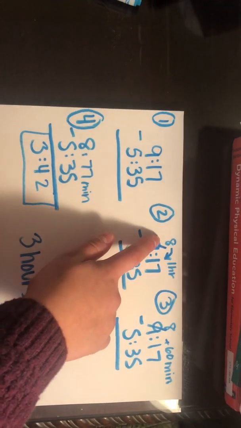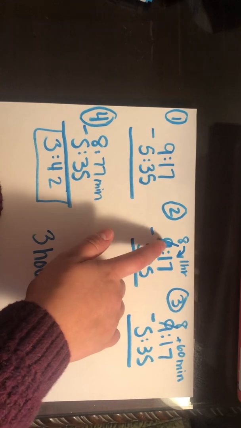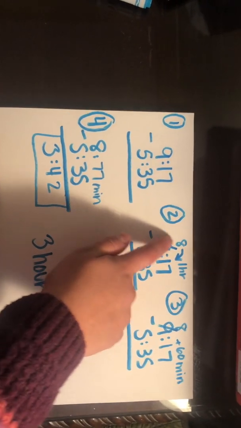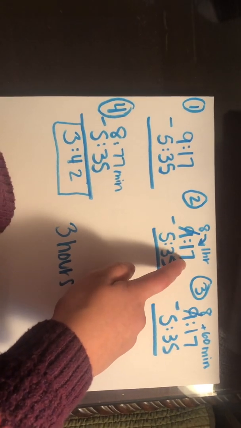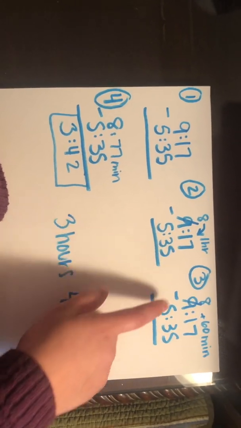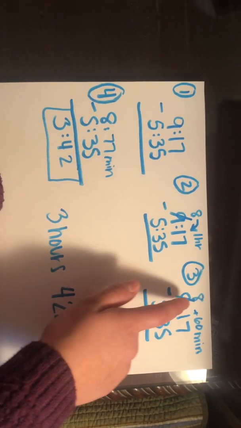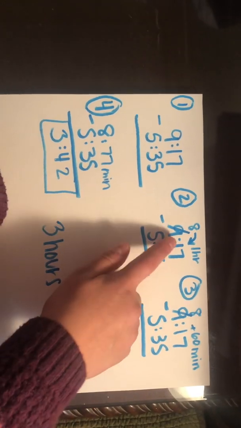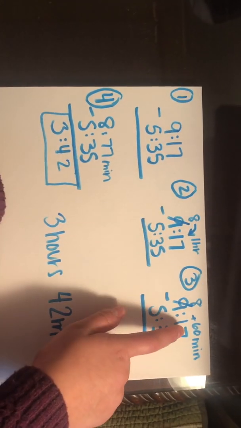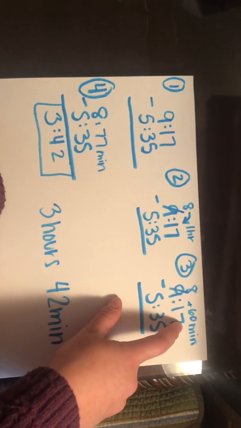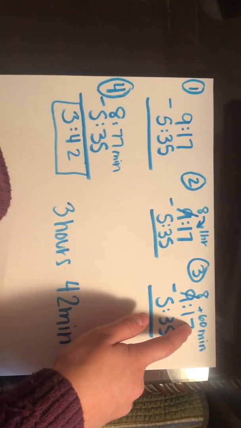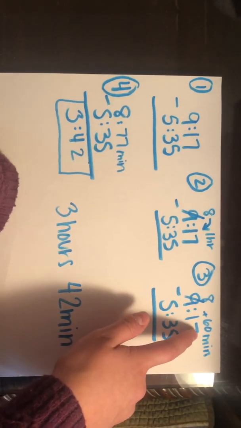So what we do is we take an hour from the hours place and we shift it into our minutes to have enough time to subtract 35 minutes. So when we do this, we have 8 hours because we took away 1 hour, and we're adding 60 minutes. This part is what can become difficult for your students and for us as well.